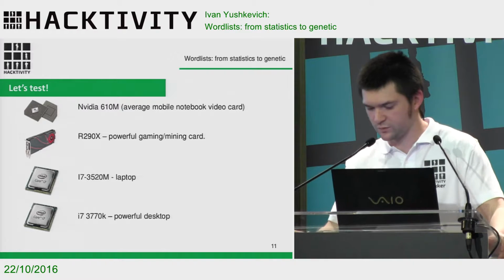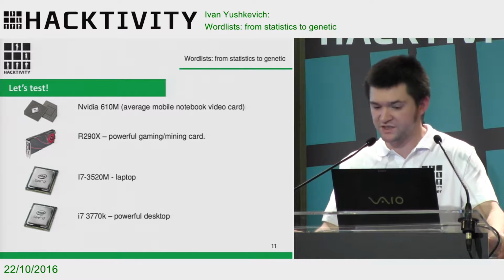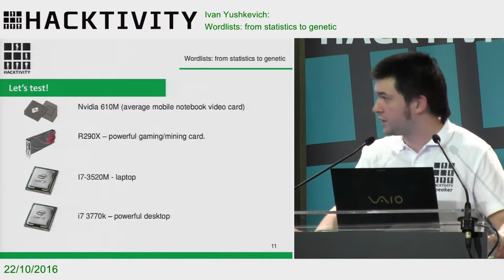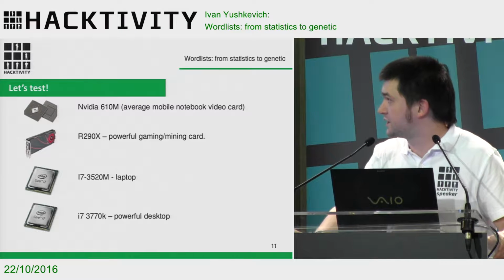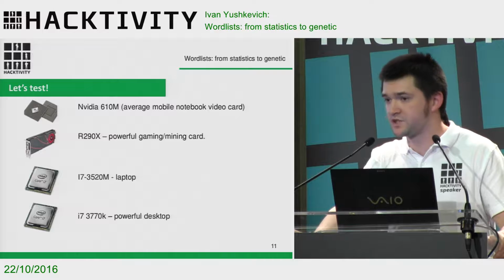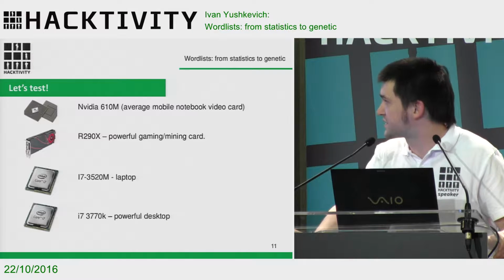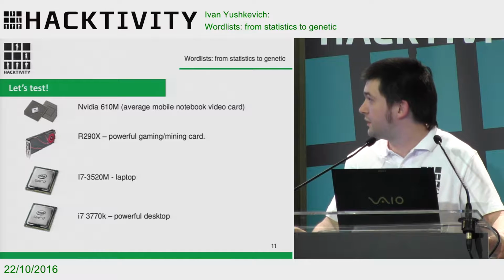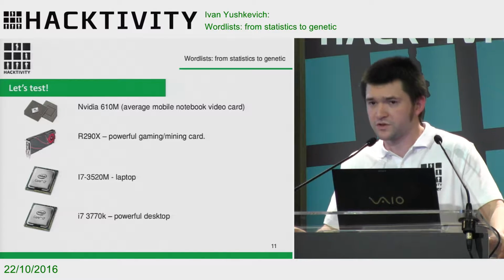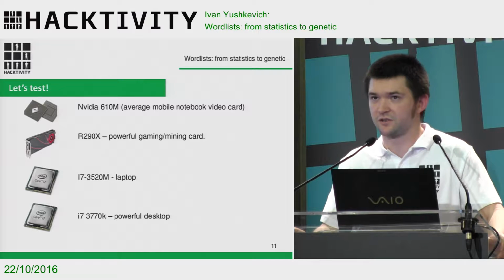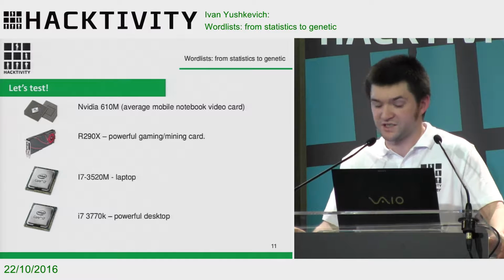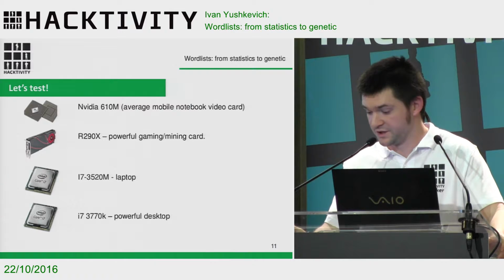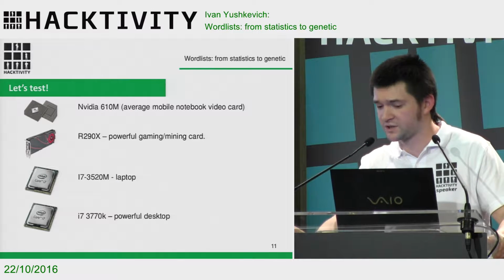Okay, these were the common methods, and after that I tried to do some tests. I picked the hardware that I have. It's a typical laptop GPU card, an NVIDIA 610, a more powerful one that can be used for cryptocurrency mining and can run most modern games on high settings, and two CPUs, also a laptop one and a more powerful desktop version.